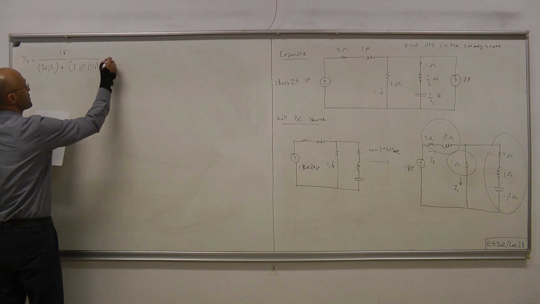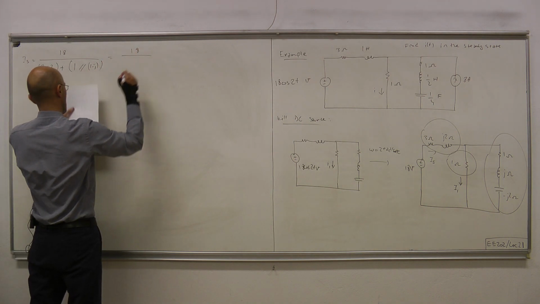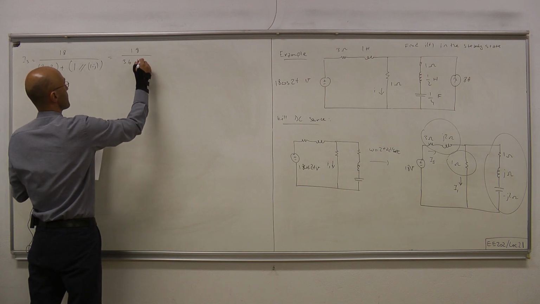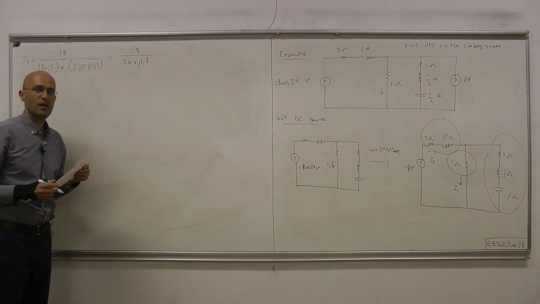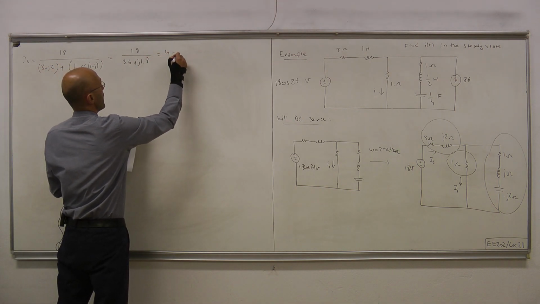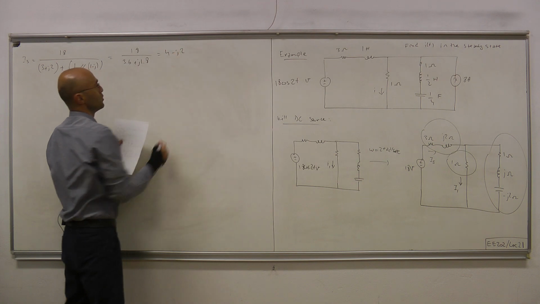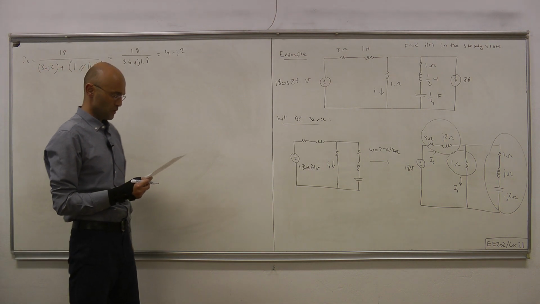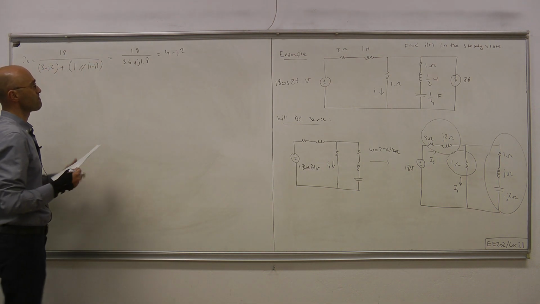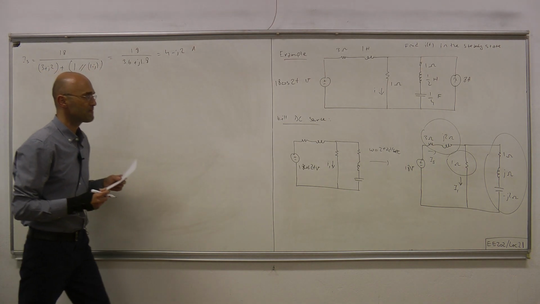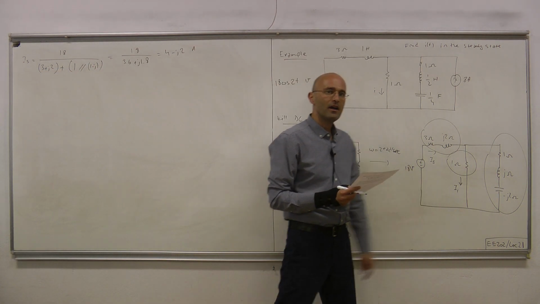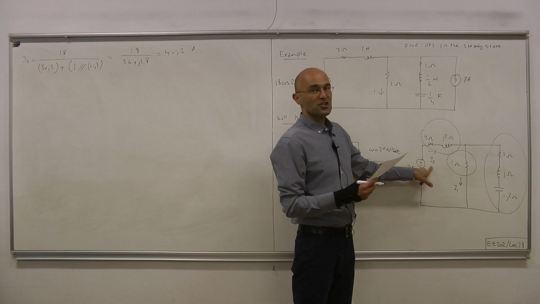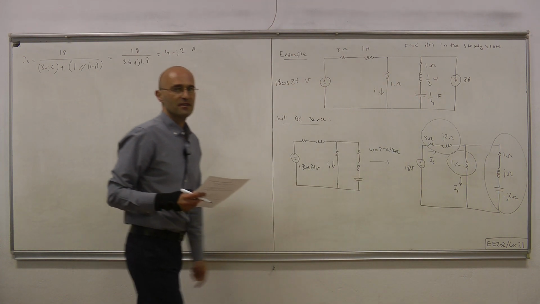Okay, and this can be computed to equal 18 over, the denominator turns out to be 3.6 plus j1.8, and that equals 4 minus j2 amps. That's 18 over the impedance seen by the source. And once we have IS, we can compute I1 simply by current division. Call this Z1, call that Z2. I1 equals IS times Z2 over Z1 plus Z2.